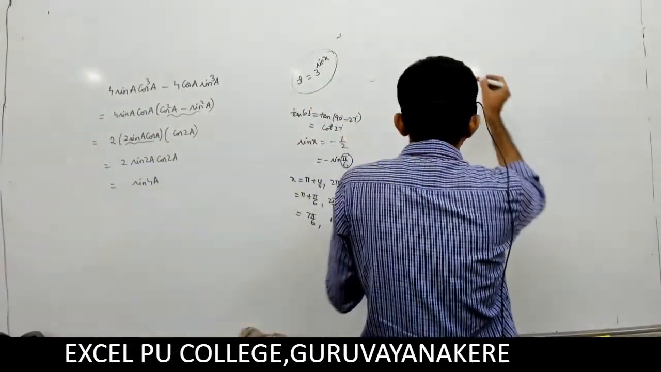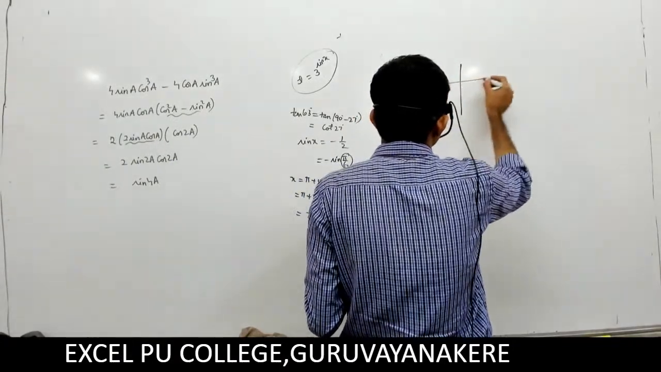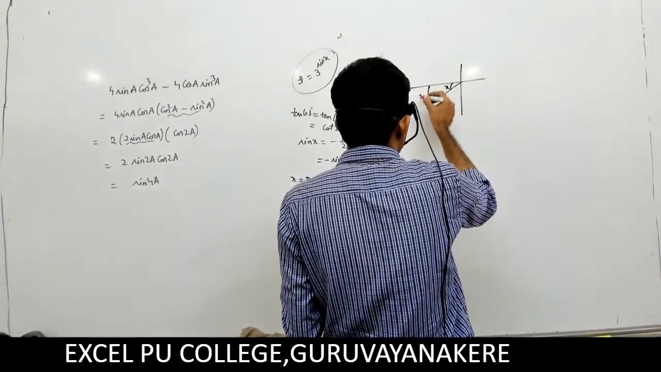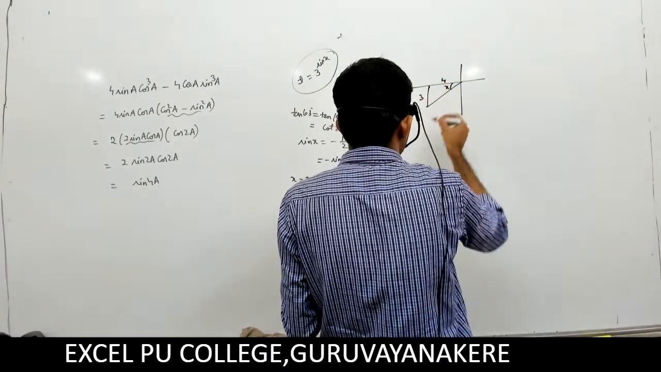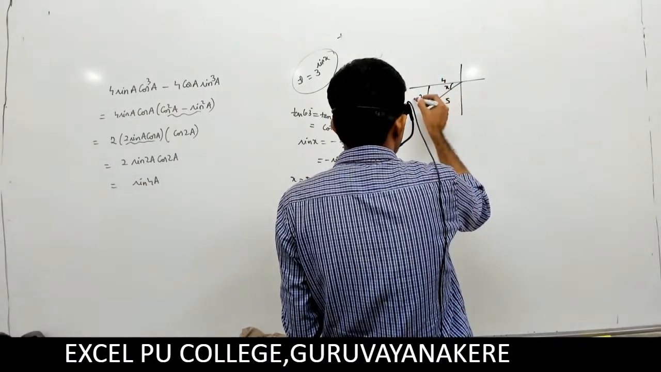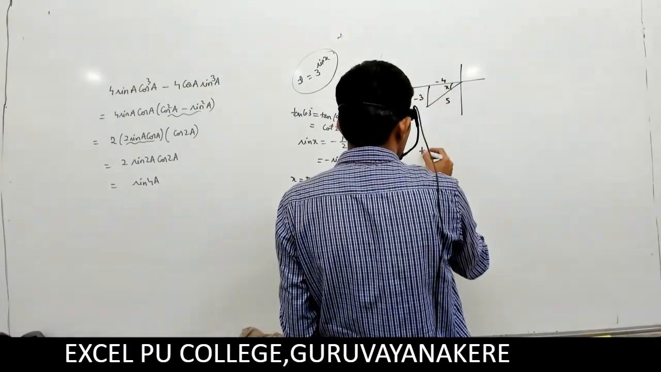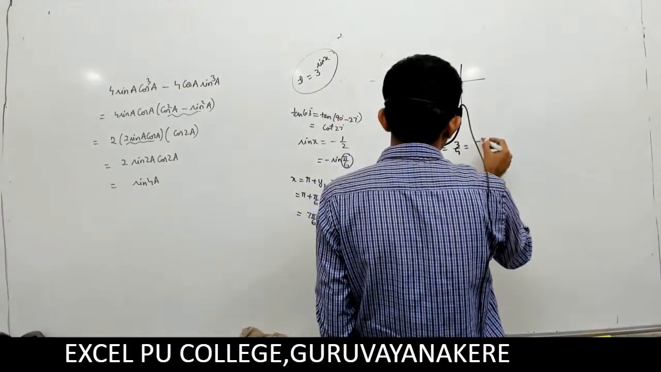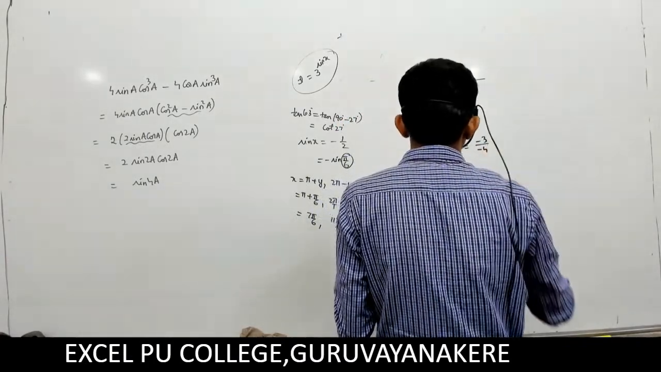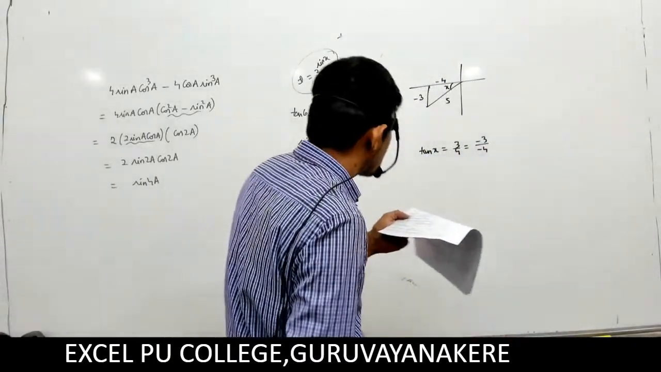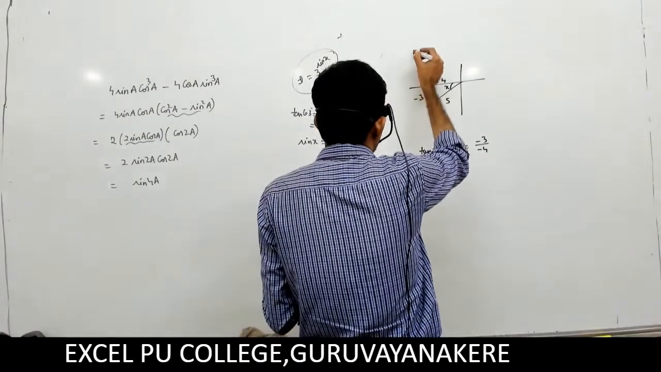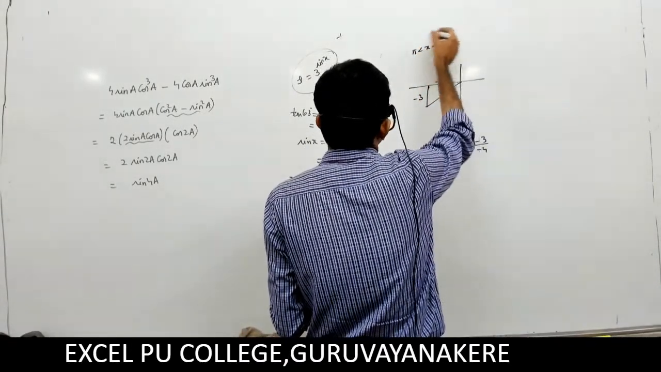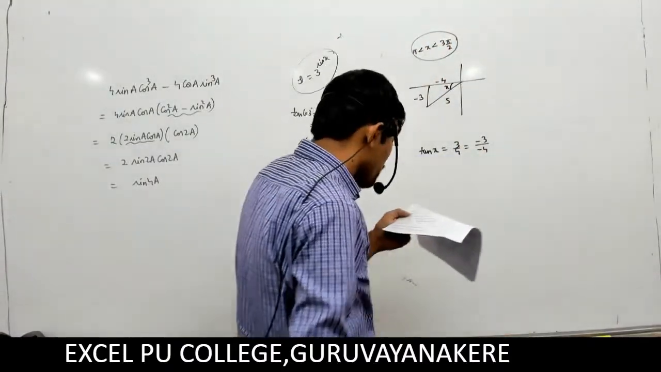Tan x is given as 3 by 4. Draw the triangle in the third quadrant. Mark the angle as x. Tan x is opposite by adjacent. Here I take minus 3 by minus 4. Tan x is given to be equal to 3 by 4, same as minus 3 by minus 4. Value of x lies between pi and 3 pi by 2.